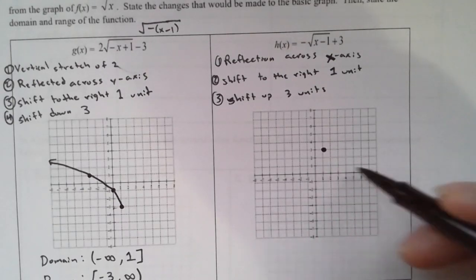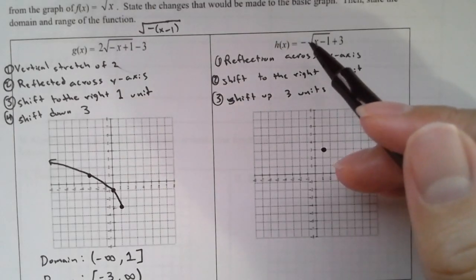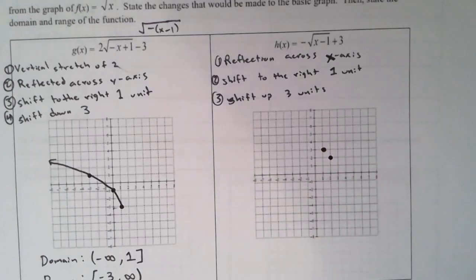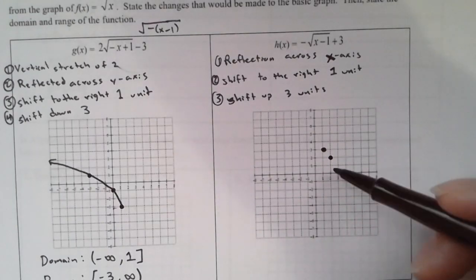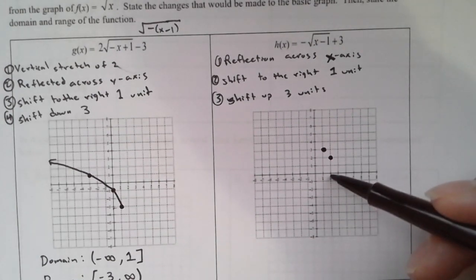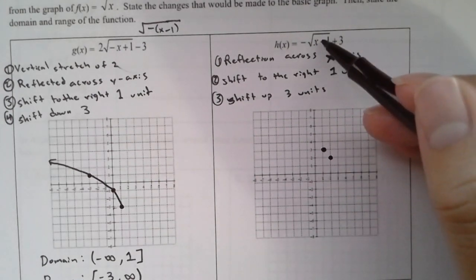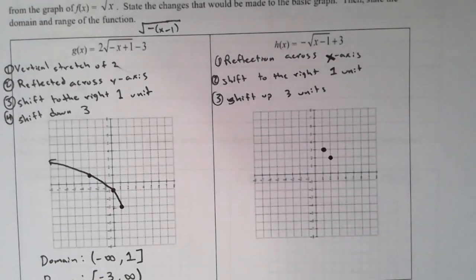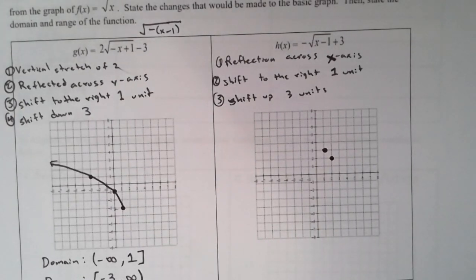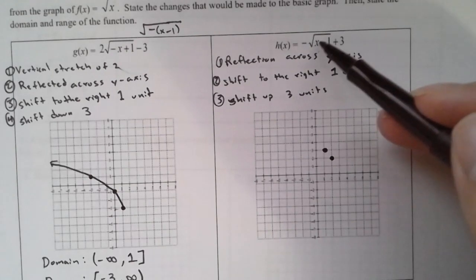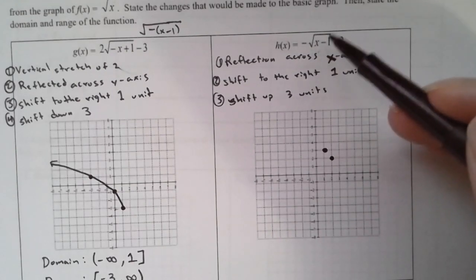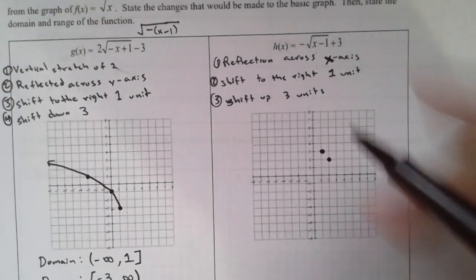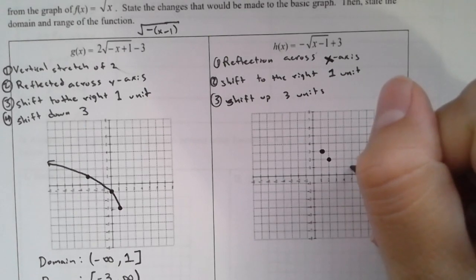So I have the general form. There's no vertical stretch or shrink of anything, so I know I'm going to have a point there, right? And you can verify if you plug in 2, right? If I plug in 2, 2 minus 1 is 1, minus 1 plus 3, you get positive 2, so it's right there. Let's take the next one. I want 4, so I have to plug in 5. 5 minus 1 is 4, square root of 4 is 2, minus 2 plus 3, and I get 1. So there.